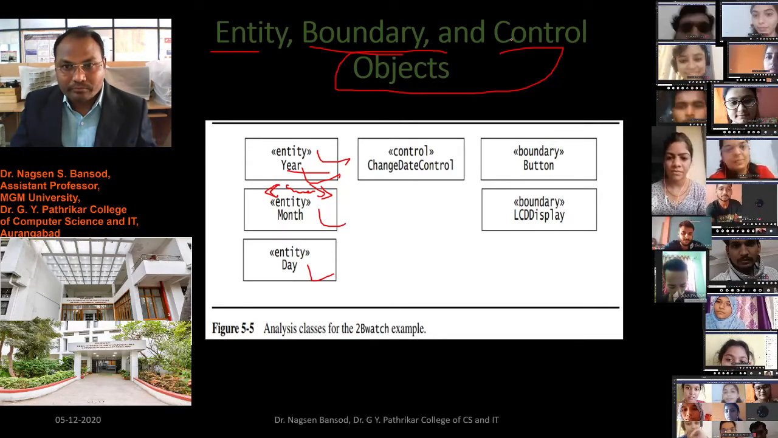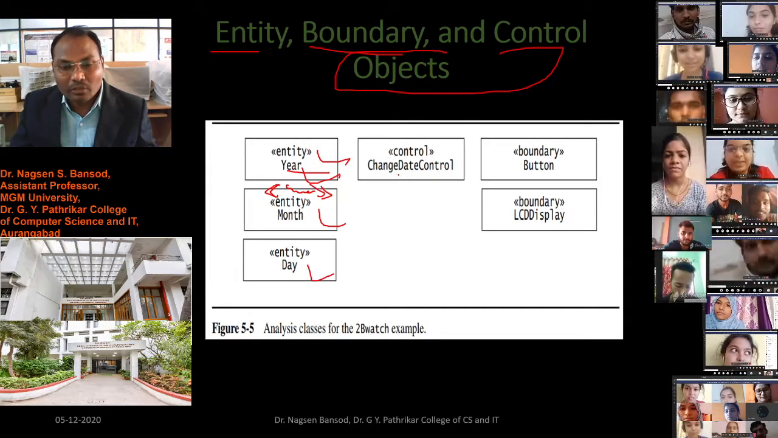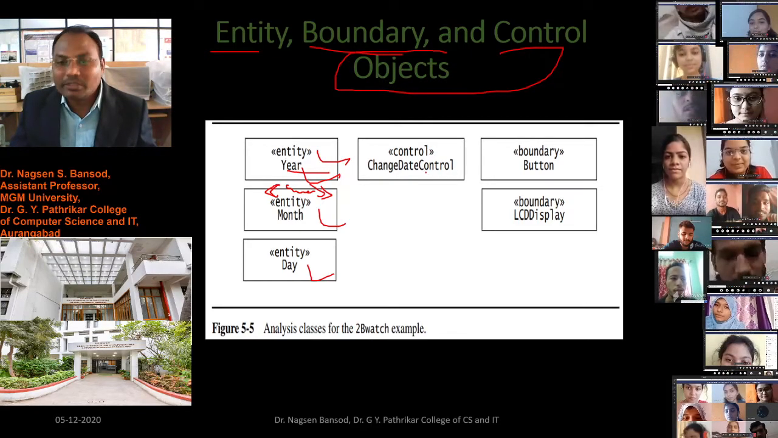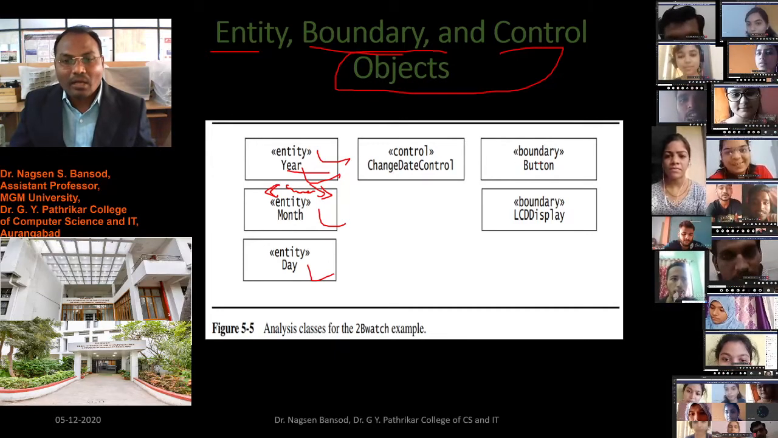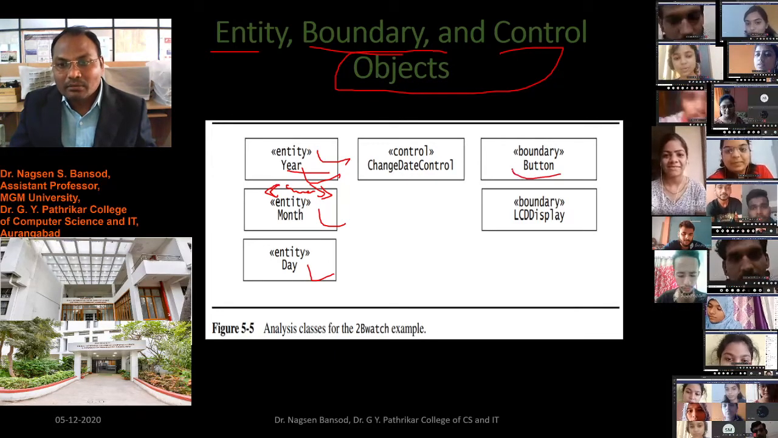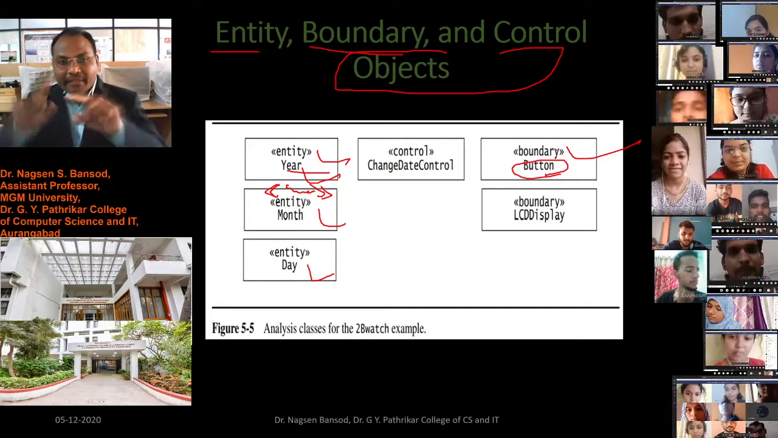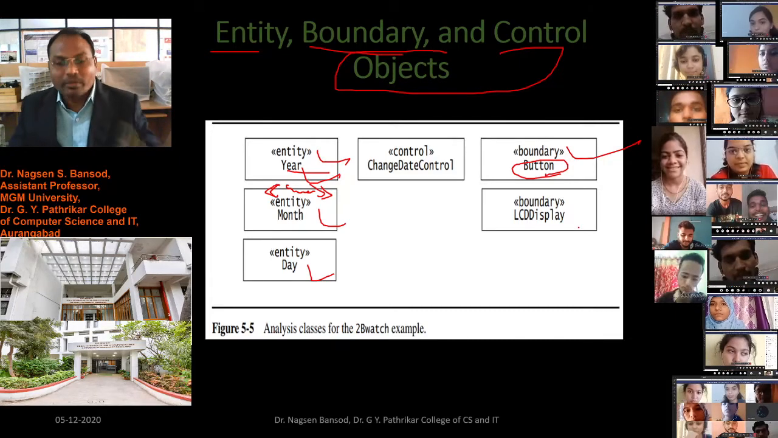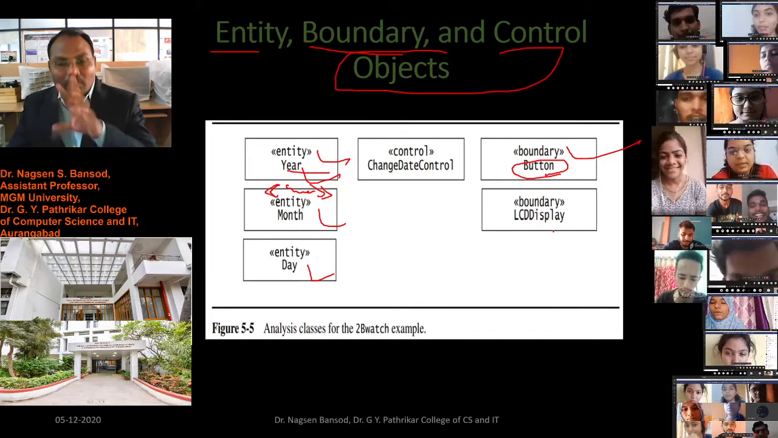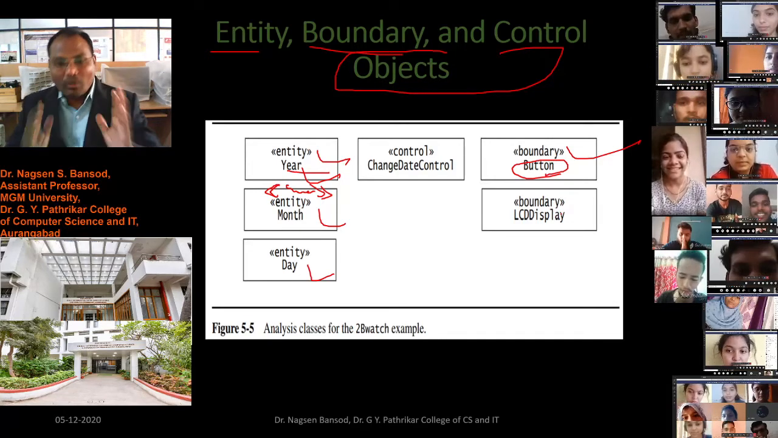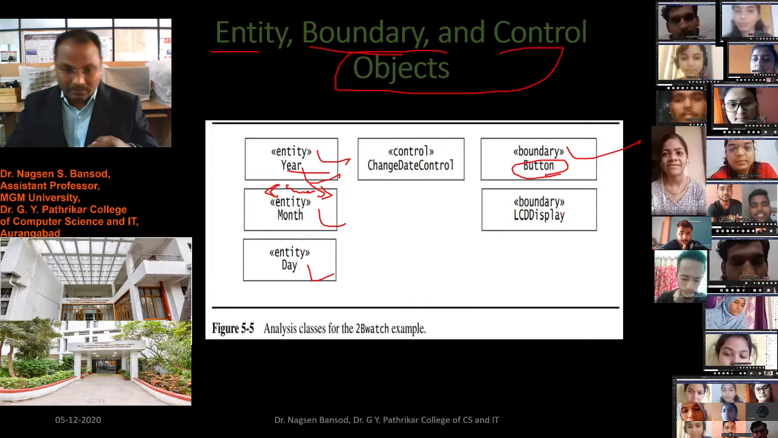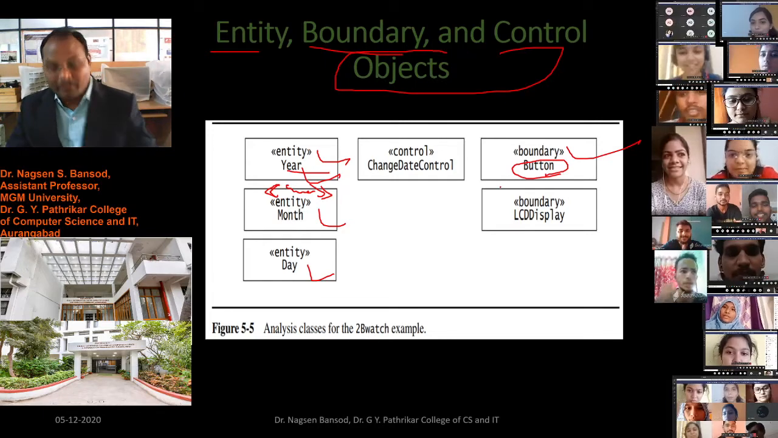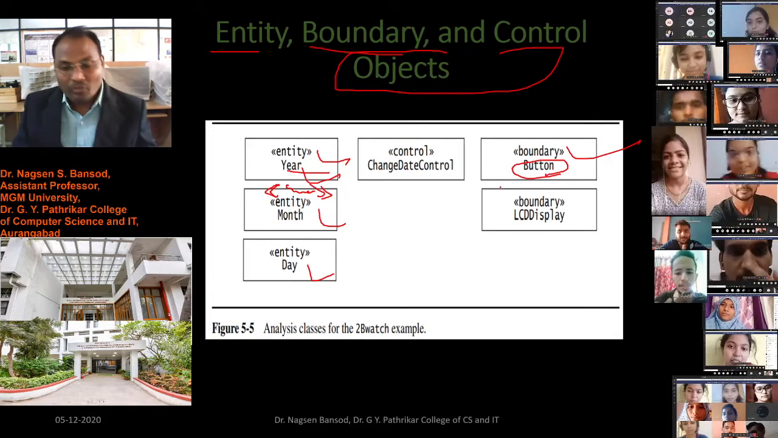And control, which is the control? Change date control. What is this change date control? In the stereotype we can write control. This is the control, this is not an entity. What is the button? Button is the boundary. We can write boundary in the stereotype. What is the LCD display? The LCD display is a boundary. We can write boundary here in the stereotype. For analysis purposes, for the analysis classes of the 2B watch, this example is given. The 2B watch example.